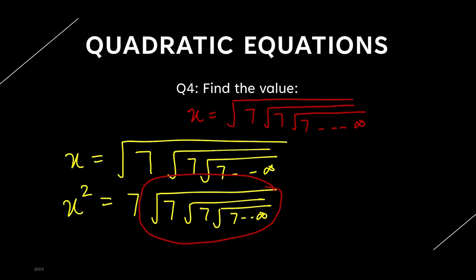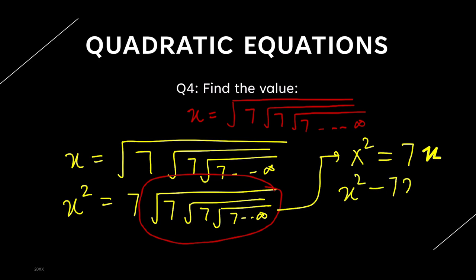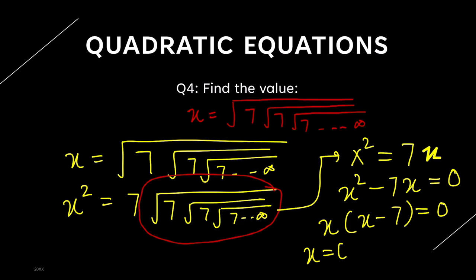This is the original x. So this gets converted to x² = 7x. Then taking everything on the left side, I can take x common: x(x − 7) = 0. x = 0 and x − 7 = 0 are the two answers: x = 7 and x = 0. I am getting two values of x.